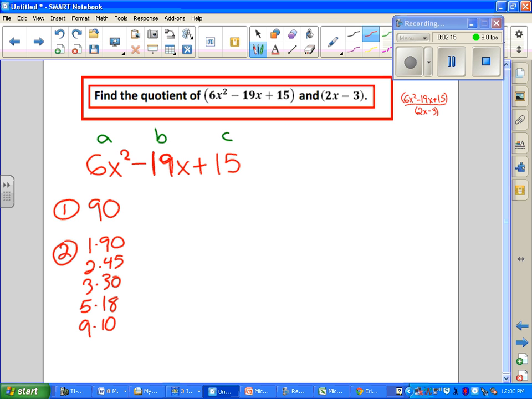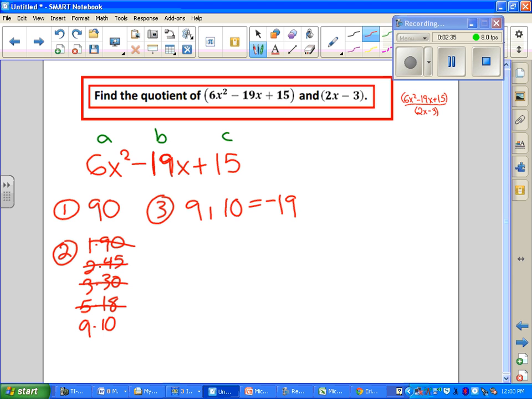So if I know that, I don't have to write all these down. But if you're stuck, then you have to write everything down. I know what the answer is, so I'm going to skip right to step number 3. How can I use these numbers? I have a 9 and a 10, and they have to add up to negative 19.